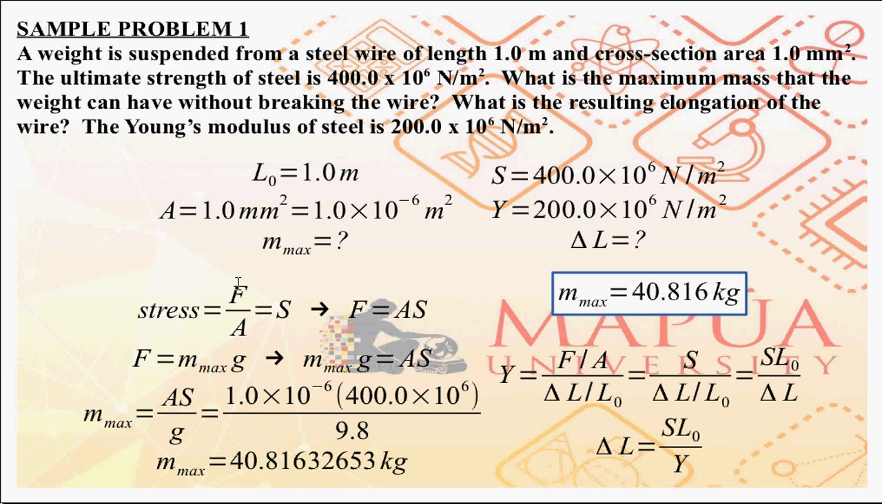Stress is force over area upon which the force is applied. This stress will deform the wire, will elongate the wire. This stress is just due to the weight of the suspended mass. Weight, magnitude, is just mass times gravity. If the stress is just about to break the wire, stress is just equal to the ultimate strength of the wire. So, F over A is equal to S. Isolating, F is equal to AS. And force is just due to the weight of the suspended mass. Weight is mg.